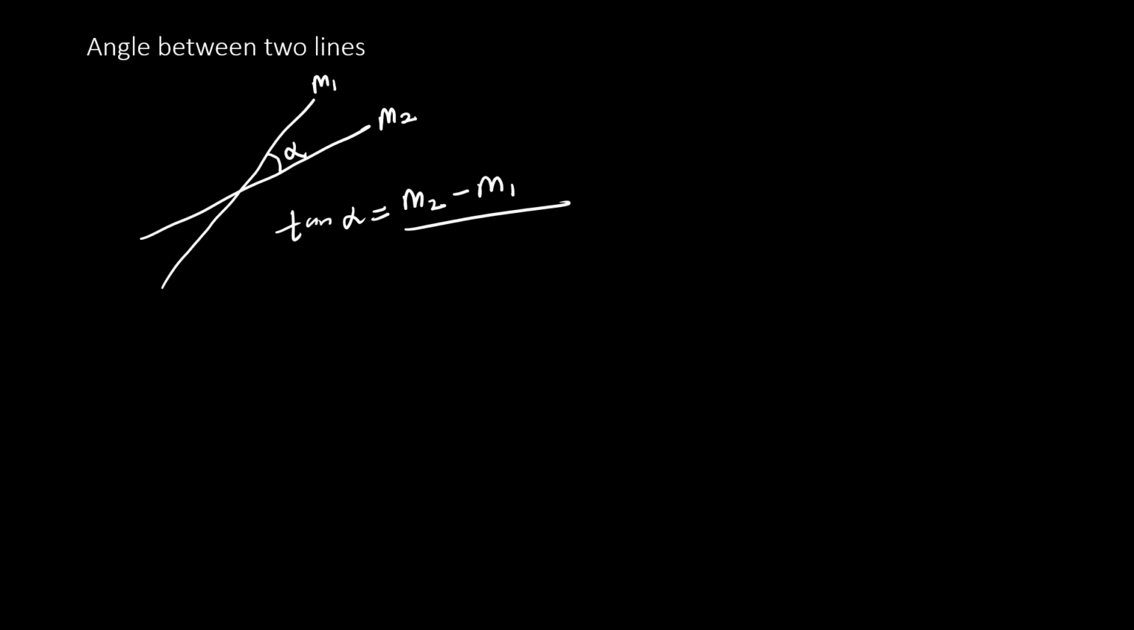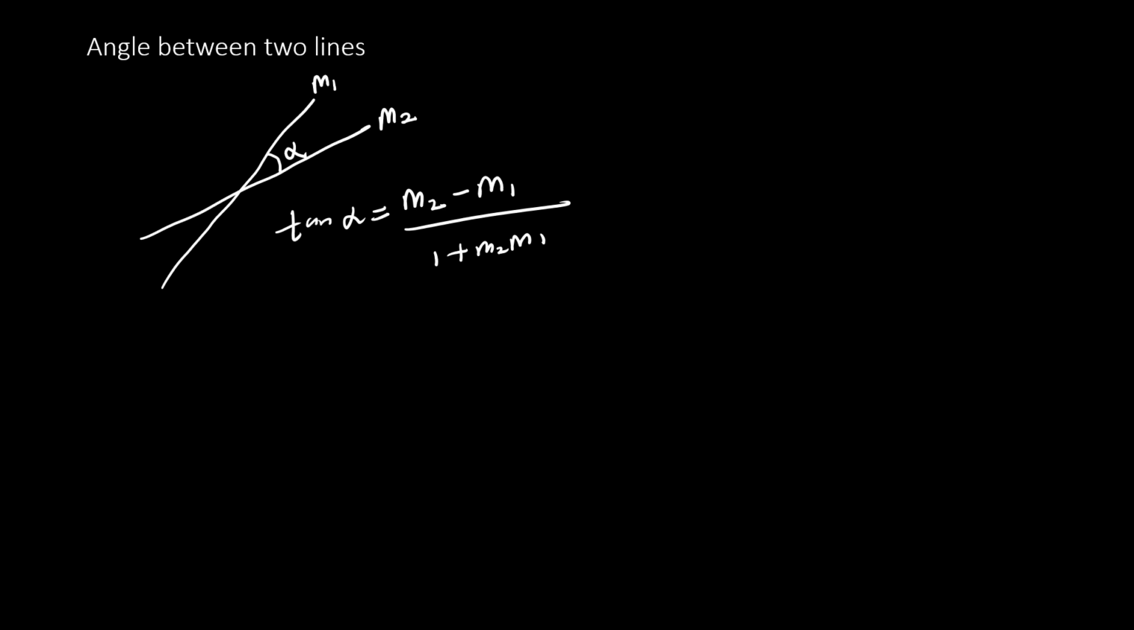For this short tutorial, we'll be talking about how to find the angle between two lines. If two lines intersect, such as this, and we have to find the angle alpha between these two lines, let's assume that the slope of the first line here is m1 and the slope of the second line is m2. To find the angle alpha, we are going to be looking at the formula, which is tan alpha equals m2 minus m1 over 1 plus m2 m1.